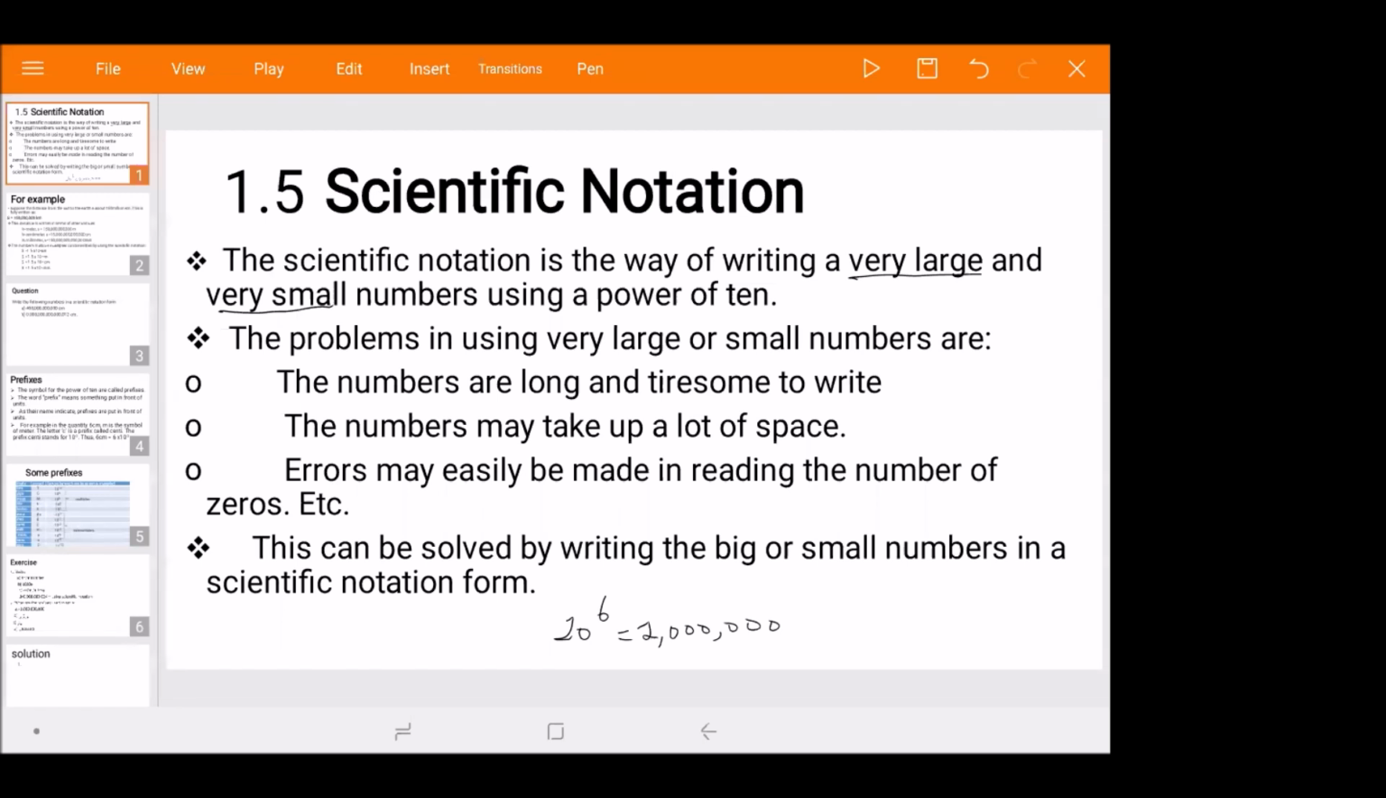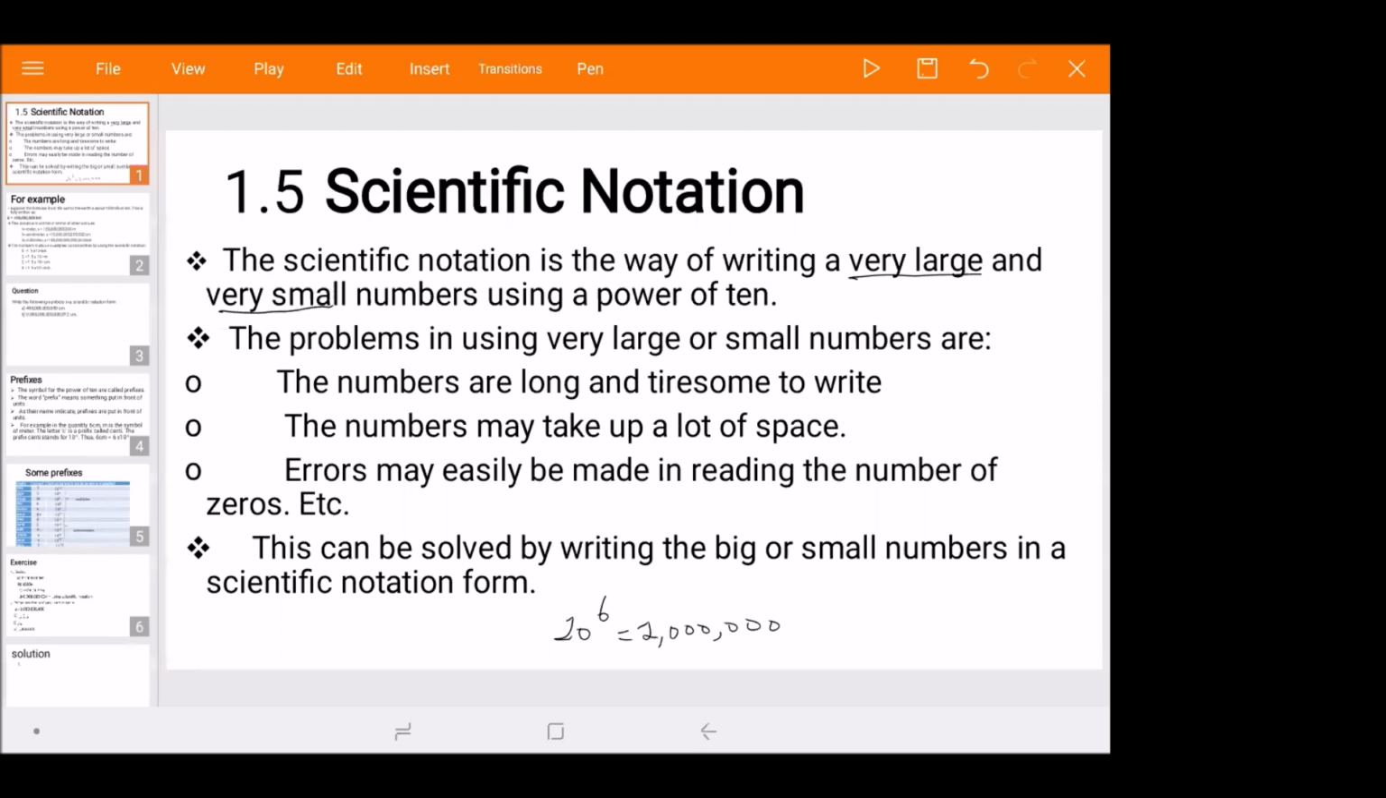Therefore, this can be solved by what? By writing the big or small number in the form of scientific notation. In this subtopic, you must know what scientific notation means, the definition of scientific notation, as well as the problems that occur when we write a very small or very large number. This problem can be solved by using scientific notation.